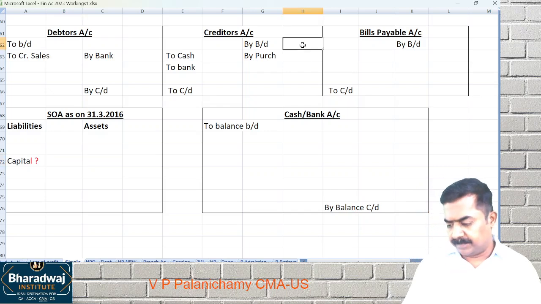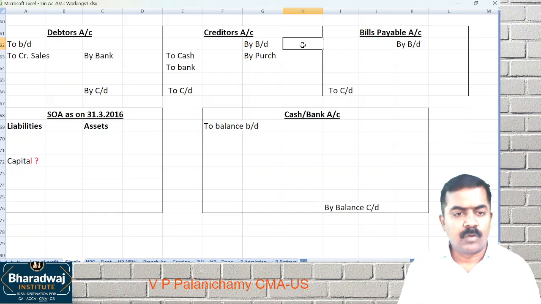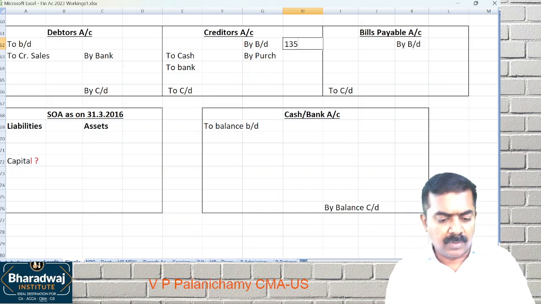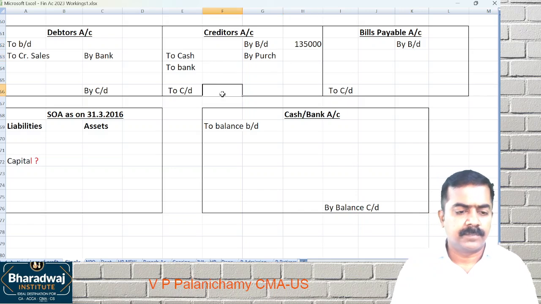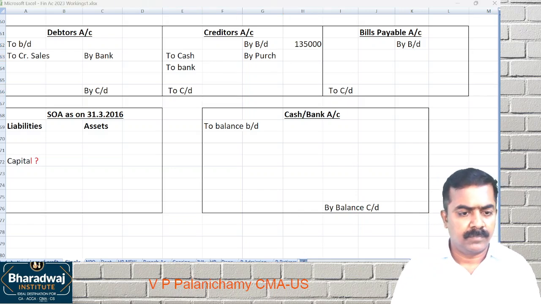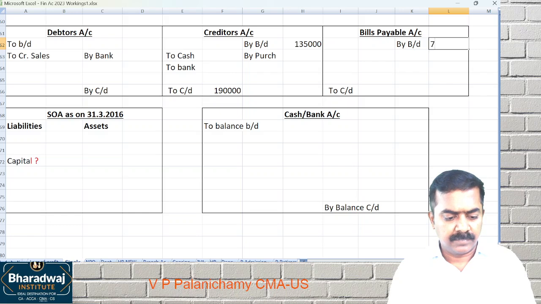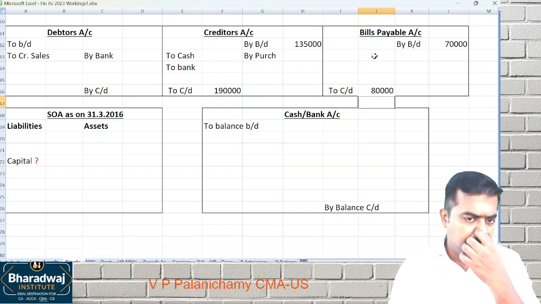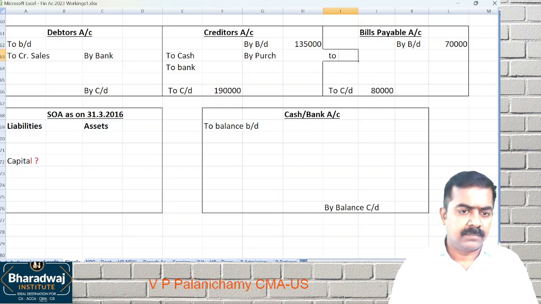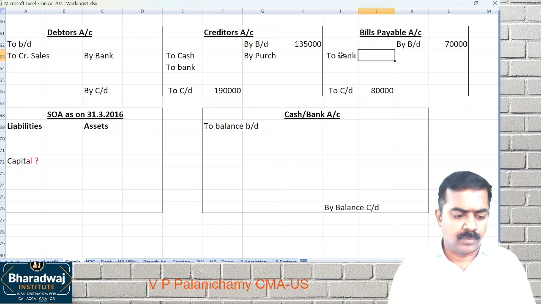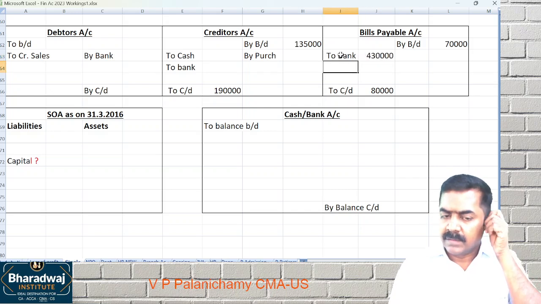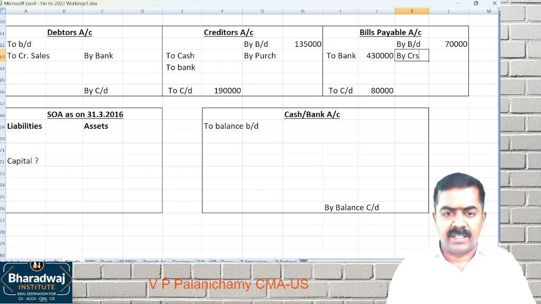Creditors account, tell me the data. Opening balance எவ்வளவு இருக்குங்க? 1,35,000. Closing balance, 1 lakh. Then bills payable opening balance, closing balance, then amount paid, 4,30,000. Then balance by creditors, nothing but bills payable accepted during the year.